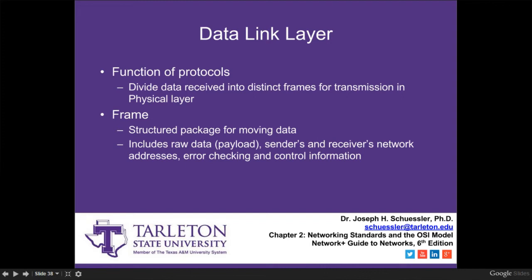So at this layer, when we break them up, we're talking about a frame rather than a packet or a segment. So we're talking about a frame, and this is a structured package for moving data. So it includes our payload itself, which is the actual data that we're interested in, as well as the sender and receiver's network addresses, error checking, and all that kind of stuff.